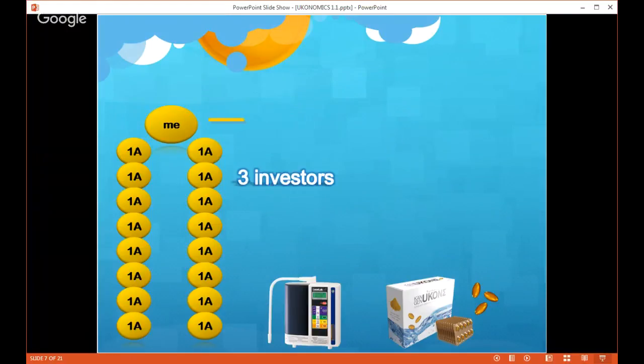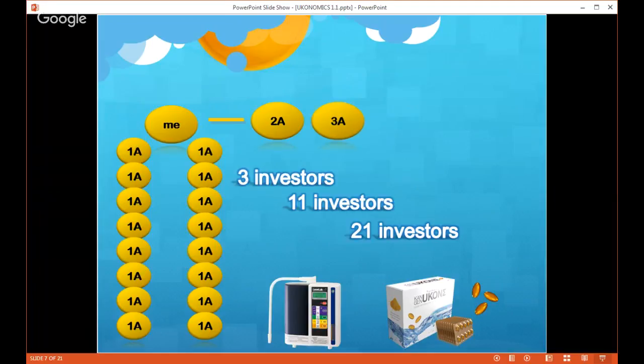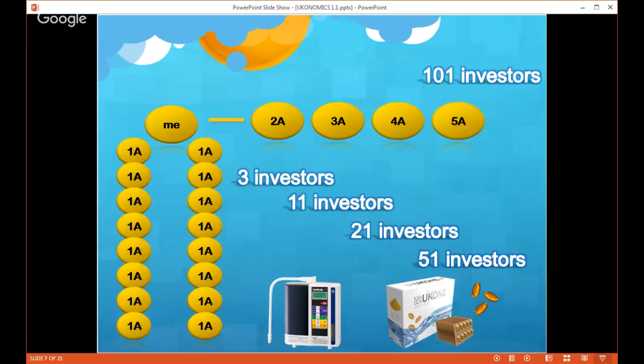When you get 3 investors, you become a 2A. When you have 11 investors join the business, you become a 3A. After 21 investors, you become a 4A. After 51 investors, you become a 5A. And after 101 investors, you become a 6A. Okay, so 3 investors, 2A; 11 investors, 3A; 21 investors, 4A; 51 investors, 5A; and 101 investors, 6A.